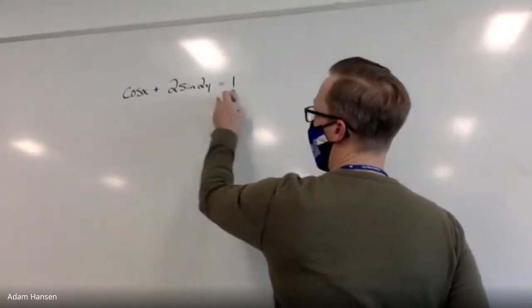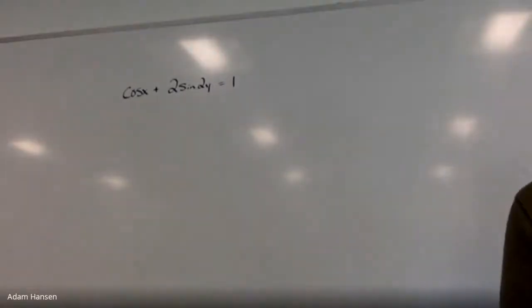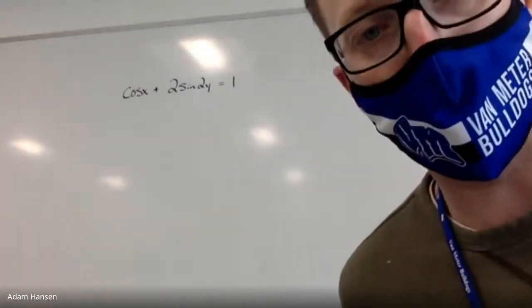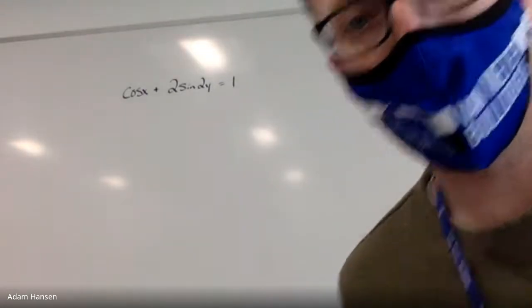All right, you should have got this here, guys. Cosine x plus 2 sine 2y equals 1. Let's find the derivative of that. I'll put the answer up on the board here so you can see what you're shooting for. Questions on anything, guys?